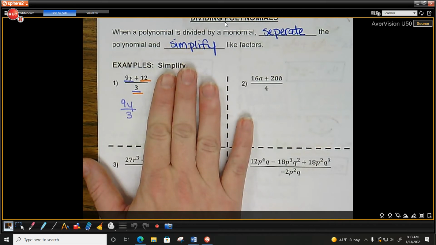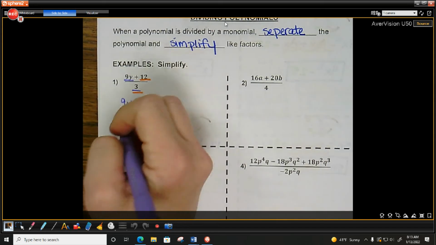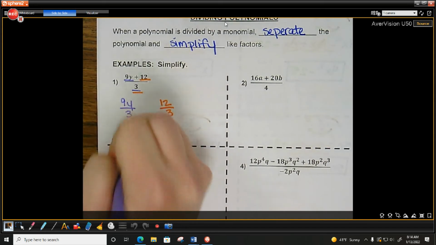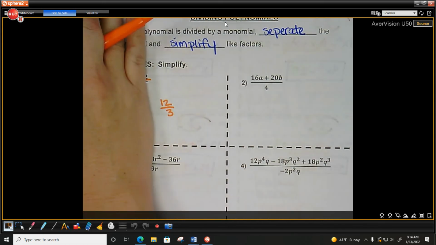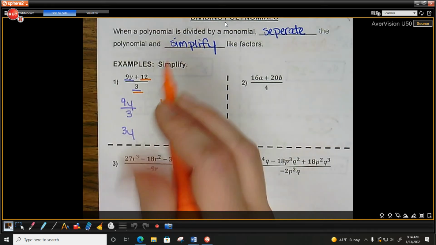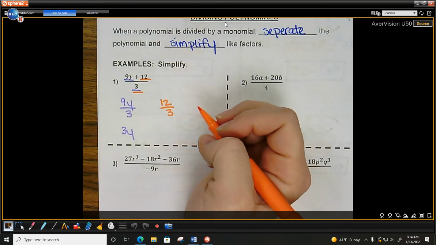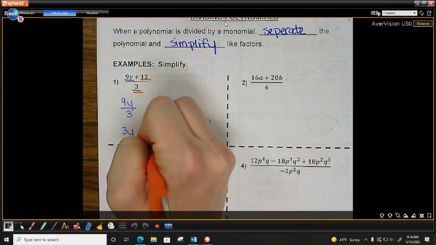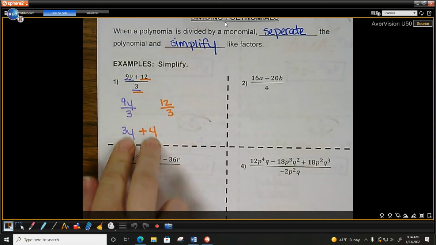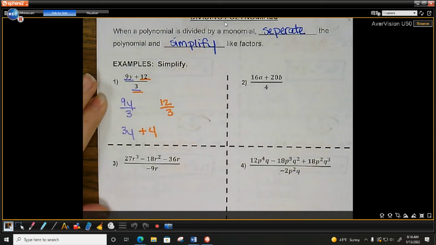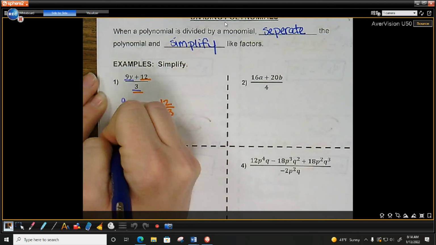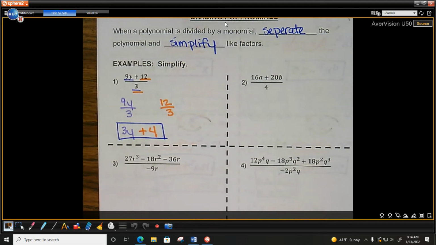3y. 9 divided by 3 is 3, and then you just have your y. What's 12 divided by 3, Dylan Halverson? 4. And it's a positive, so I need to put a plus 4. Are these like terms? Nope. Done. That's it, guys. Do we like that? Yeah.